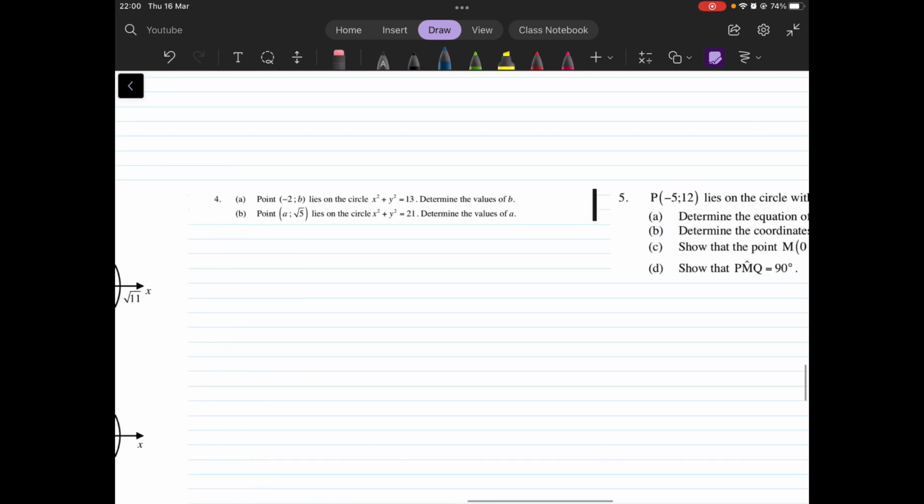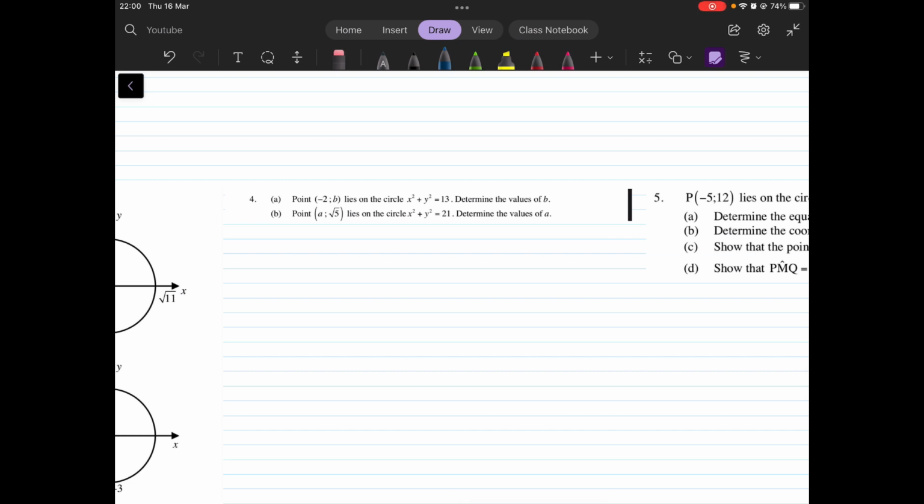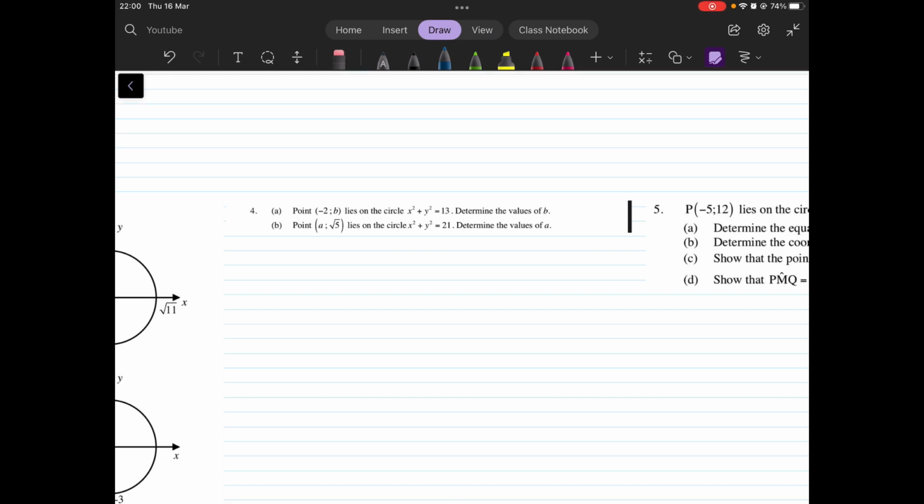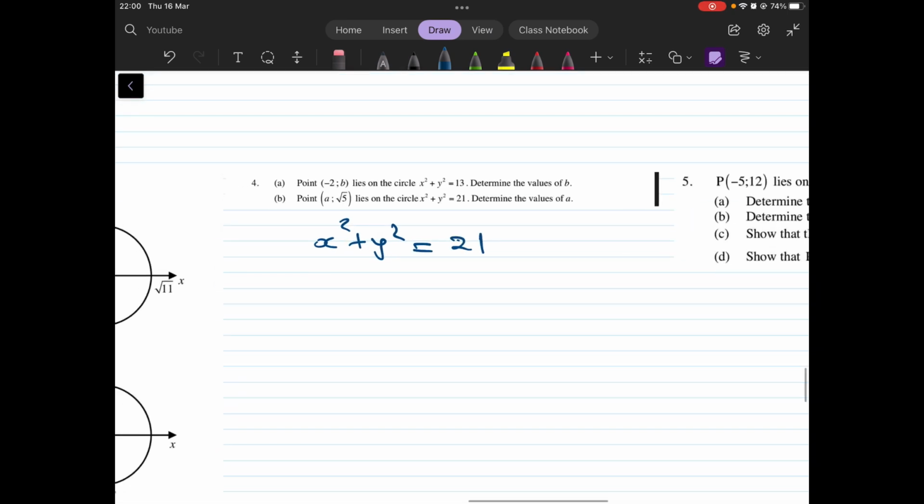So let's move on to other things which are maybe a bit more interesting. Number 4, what's happening? They still give you a point which lies on the circle, and the equation of the circle is given for both a and b, as you can see. So you can just choose, let's do b, with b equals 21, like that. We have a point which lies on the circle. If this point really lies on the circle, that means when we substitute this point into the equation, the left hand side will remain equal to the right hand side.